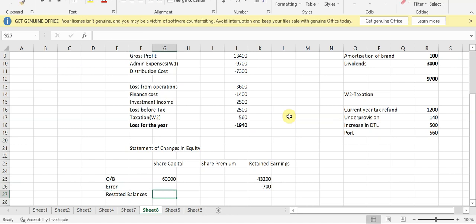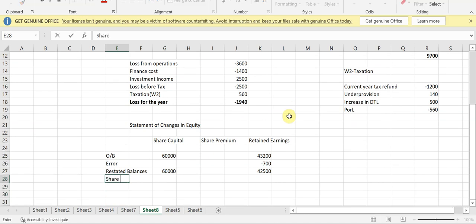Restated balance, this 60,000. And then this amount 42,500. Okay, then we had the share issuance. Now you can show over here how: the share 60,000 multiply by 1 divide by 4. So it gives you 15,000 in the share capital, and 60,000 into 1 divide by 4 into 2.5, which is the premium amount, so 37,500.